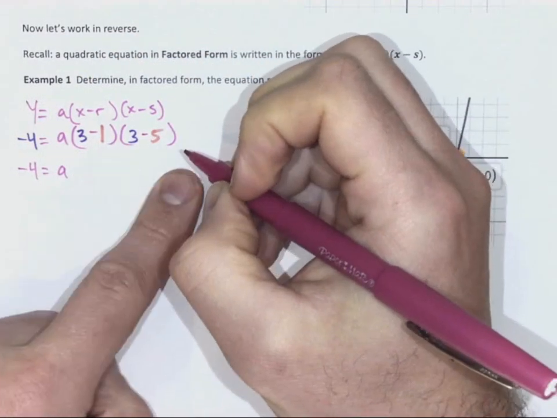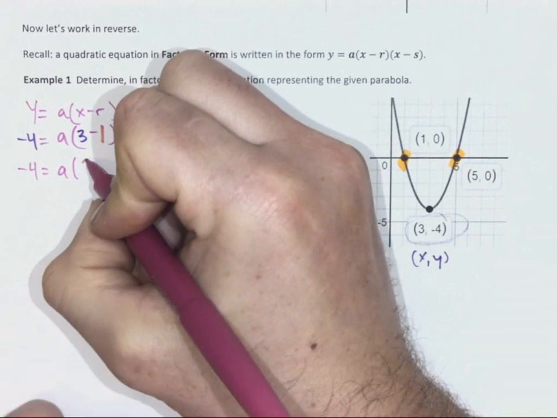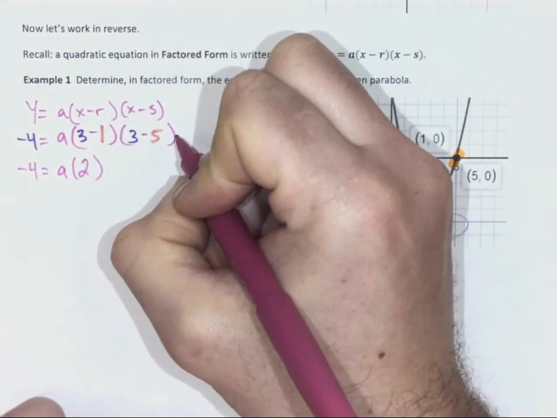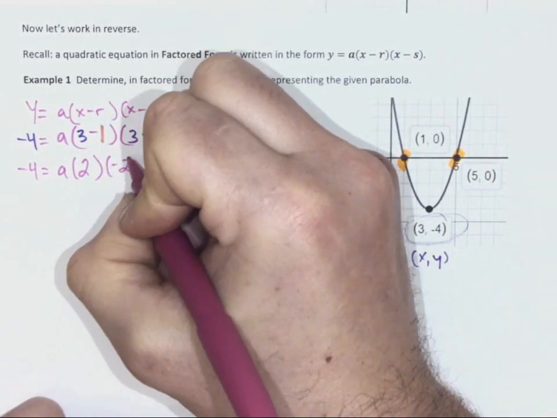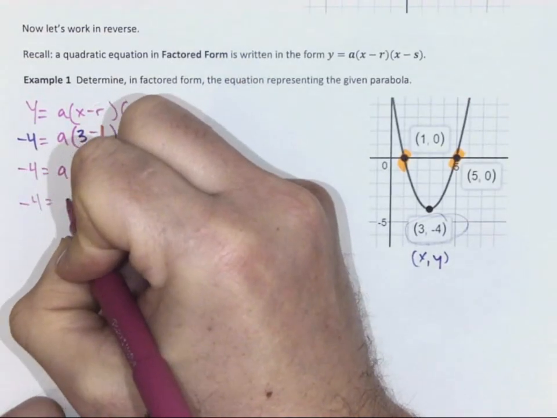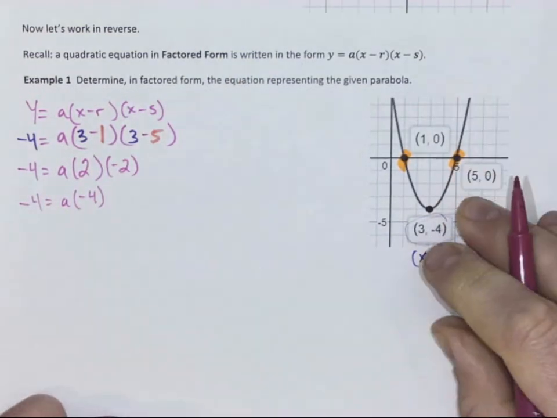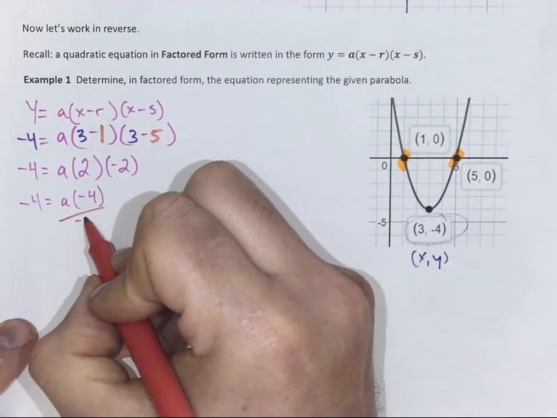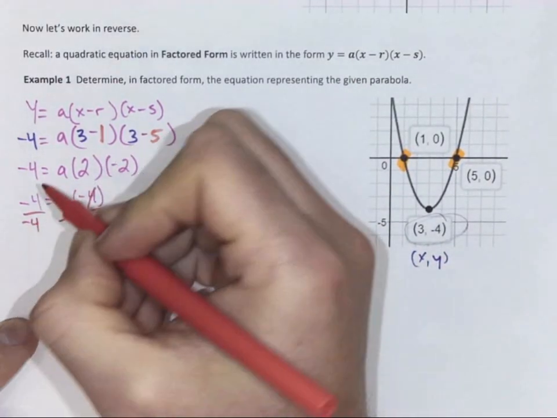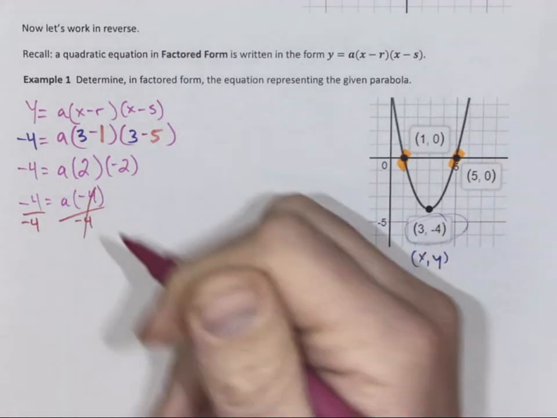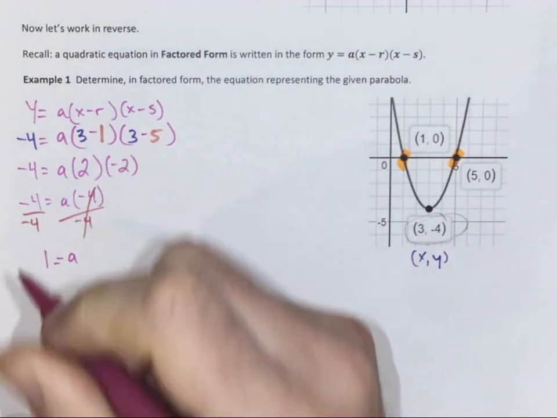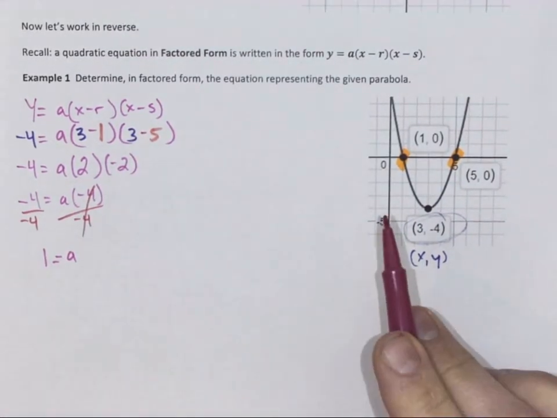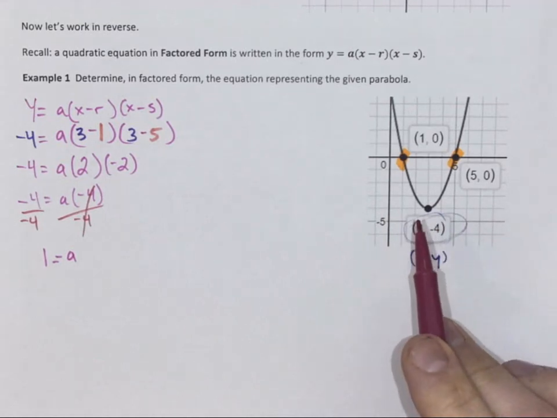I need one answer in each bracket, 3 minus 1, 3 minus 5. Now I'm going to solve to isolate for my variable. Divide by negative 4 on the right, divide by negative 4 on the left. And I have a is equal to 1, which tells me the graph opens up. It does. Look at that.